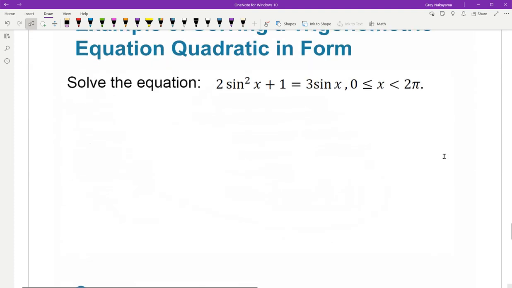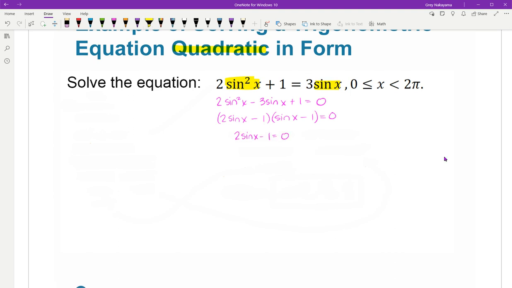Okay. Number 5, another quadratic in form, but this one is different because I have more than one trig function in it. Whenever I have an x squared and an x, I have to bring everything to one side and set it equal to 0. So that is 2 sine squared x minus 3 sine x plus 1 equals 0. Then I'm going to have to factor it. The only way to factor 2 sine squared is 2 sine x times sine x. The only way to factor 1 is 1 and 1, and they're both negative because that middle term is negative.